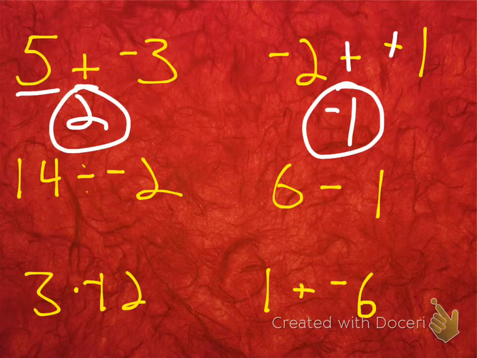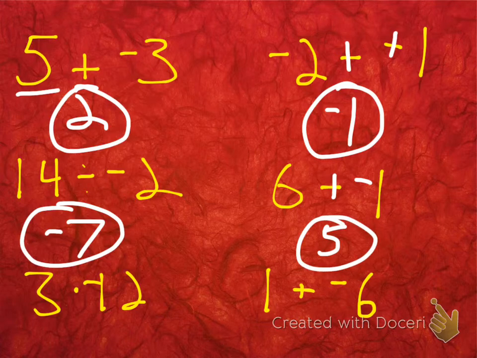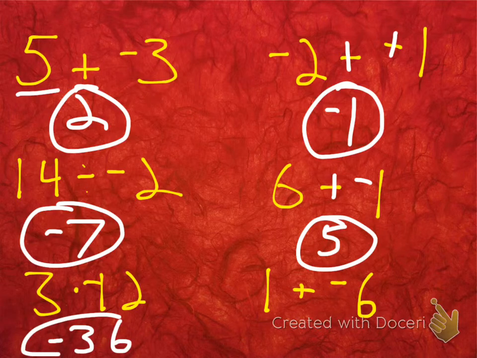14 divided by negative 2. What's 14 divided by 2? 7. Are the signs the same or different? Different, so it's a negative 7. 6 minus 1. I could probably do that in your head. I'm glad you can do that. But let's go ahead and say 6 plus a negative 1. Get used to doing that. Alright, signs are different, so now we subtract. The larger number is positive, so we keep the positive sign. Alright. 3 times negative 12. What's 3 times 12? 36. The signs are different, so the answer is negative.